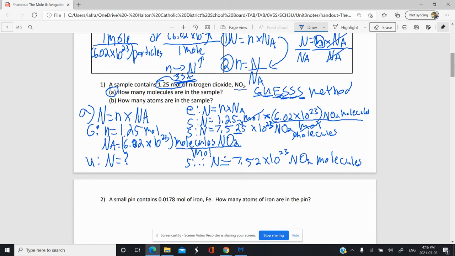And don't forget your therefore statement. These 3 dots here, that means therefore. Therefore, number of particles is approximately equal to 7.52 times 10 to the power of 23 NO2 molecules.